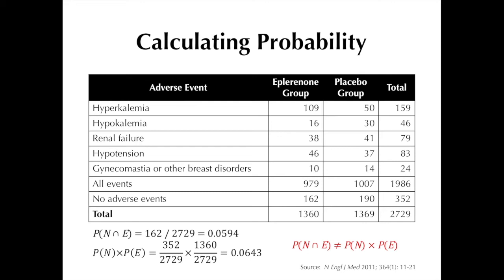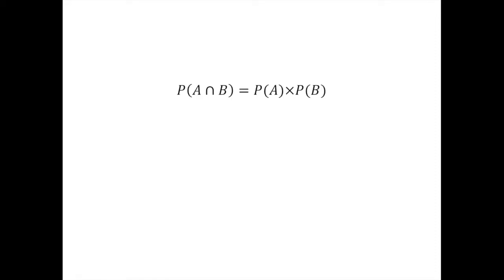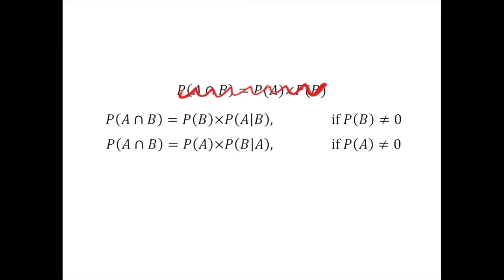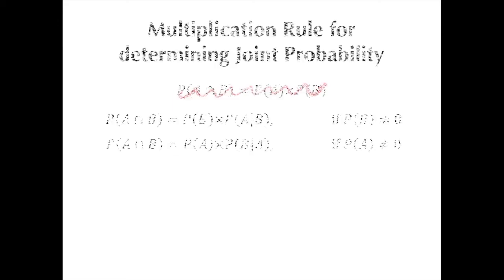We could actually use other combinations in the example, such as hyperkalemia and being in the eplerenone group, hypokalemia and being in the placebo group, and so on and so forth, in order to show that the product of the marginal probabilities is not equal to the joint probabilities. However, we need to show only one instance to prove that two events are not independent. Now that we know that these two events of interest are not independent, this formula for the multiplication rule does not apply. We instead use these formulas which we have featured earlier. These formulas are more appropriate to use when we want to determine the joint probability involving two events that are not independent.